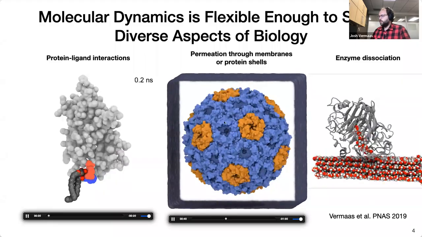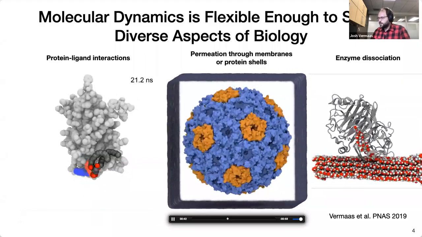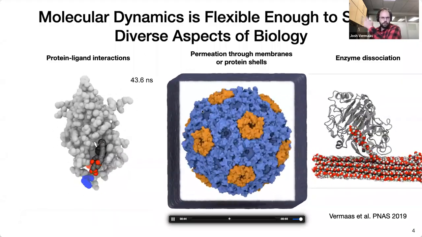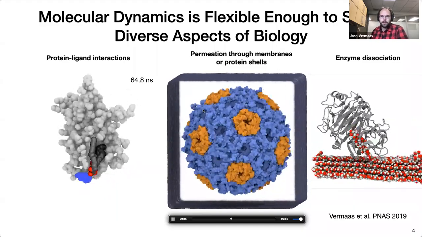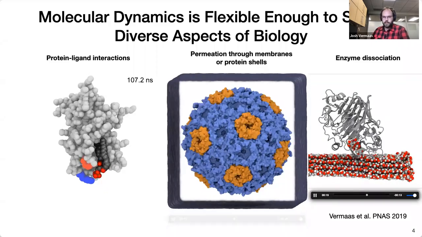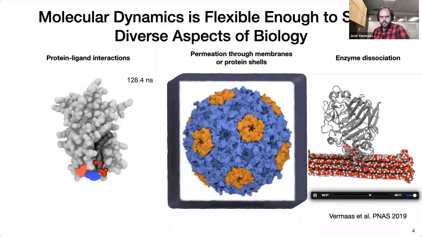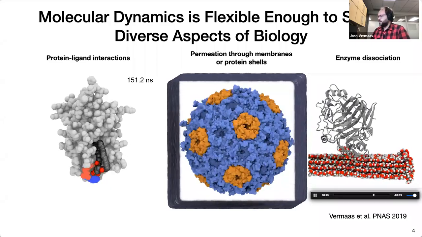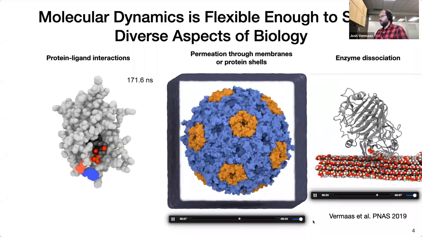We can look at how small molecules will permeate through this carboxysome-like shell. So this is involved in photosynthesis in cyanobacteria. Or we can look at enzyme dissociation if we have time. This is the only part that's actually published, and I did that back when I was a postdoc at NREL.